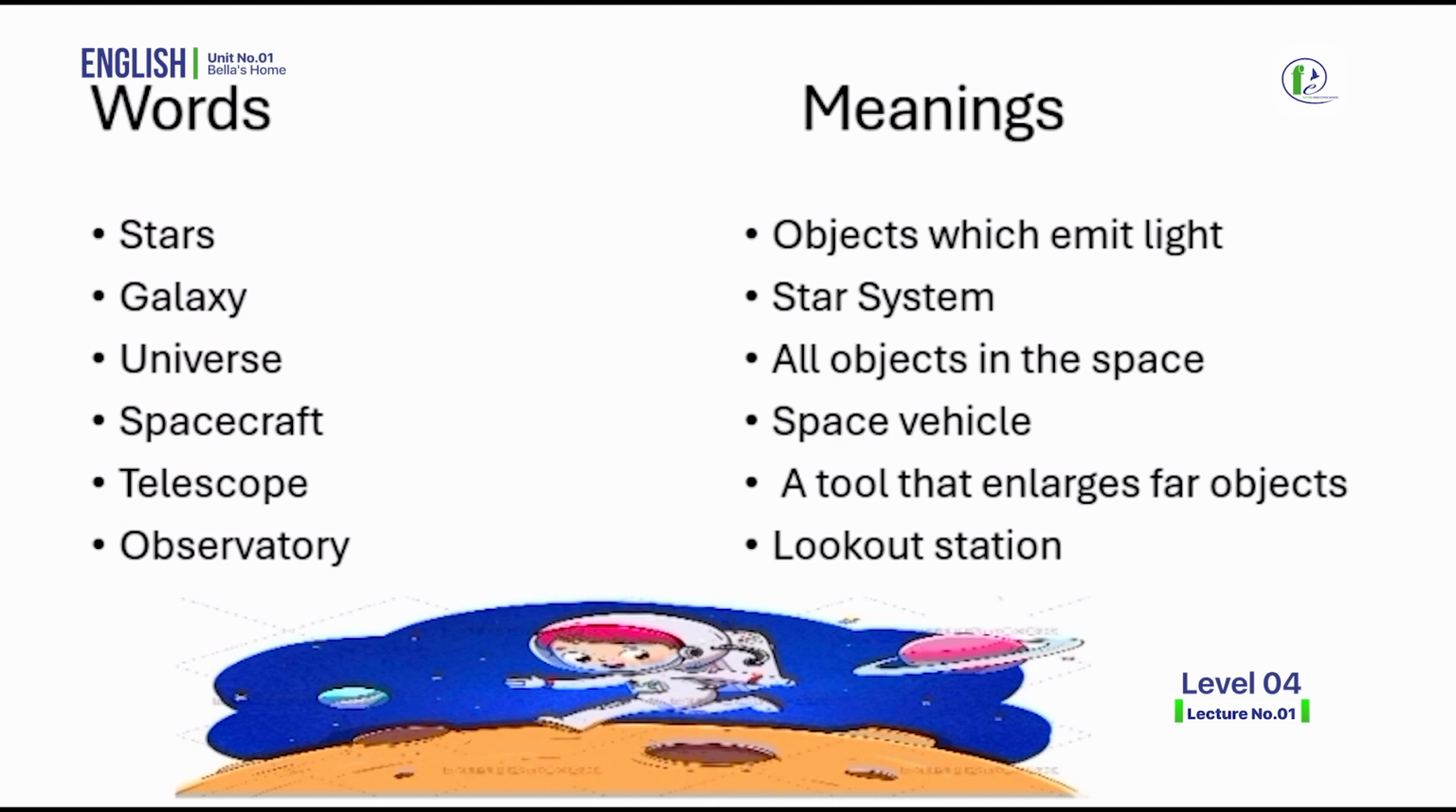The next word is telescope. A telescope basically is a tool that is used to see large images of far objects. So we can say telescope is a tool that enlarges far objects. The next word is observatory. Observatory means lookout station. So in easy words, I can say observatory basically is a place where scientists study space. Okay, so observatory means lookout station.